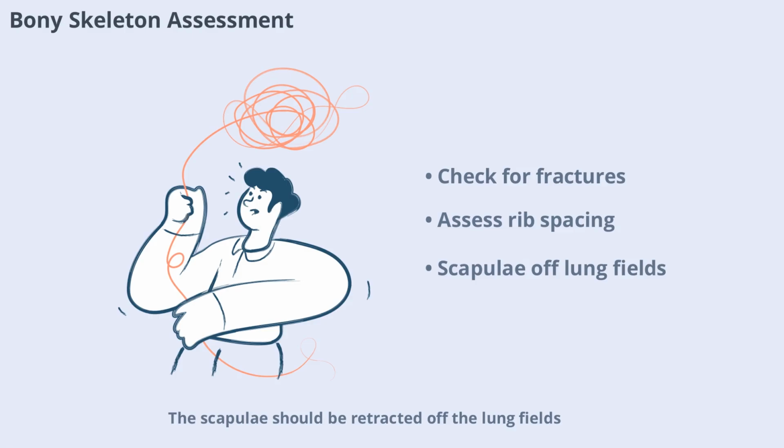The scapulae should be retracted off the lung fields, and the ribs should be appropriately spaced and angled. Any abnormalities in the bones can indicate trauma, congenital issues, or other pathology. This step is crucial for distinguishing skeletal problems from lung or soft tissue abnormalities.